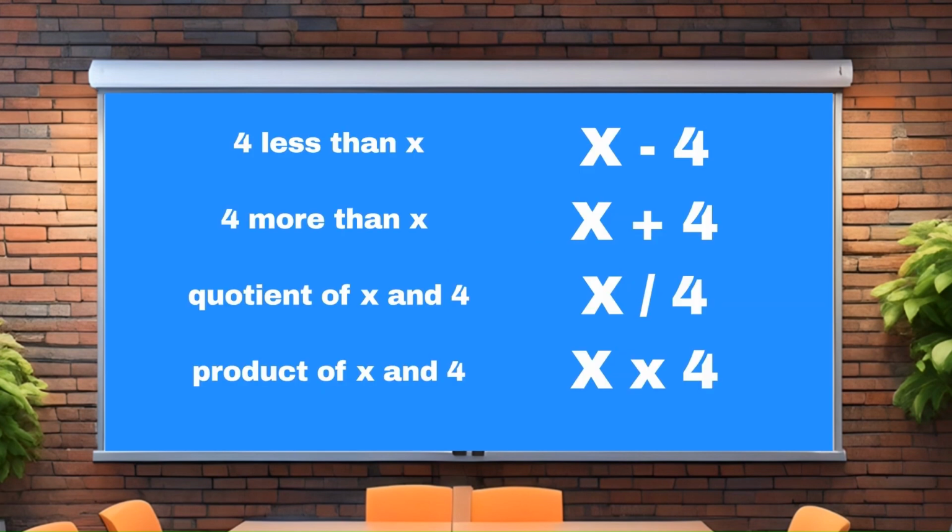4 less than x can be expressed as x subtract 4. 4 more than x can be expressed as x add 4. The quotient of x and 4 is expressed as x divided by 4. The product of x and 4 is expressed as x multiplied by 4.